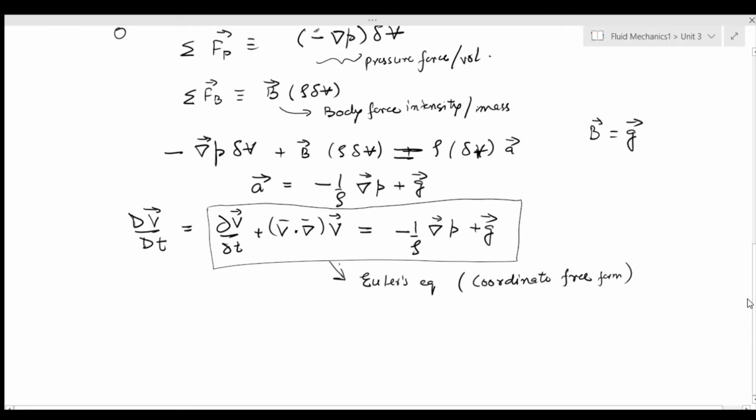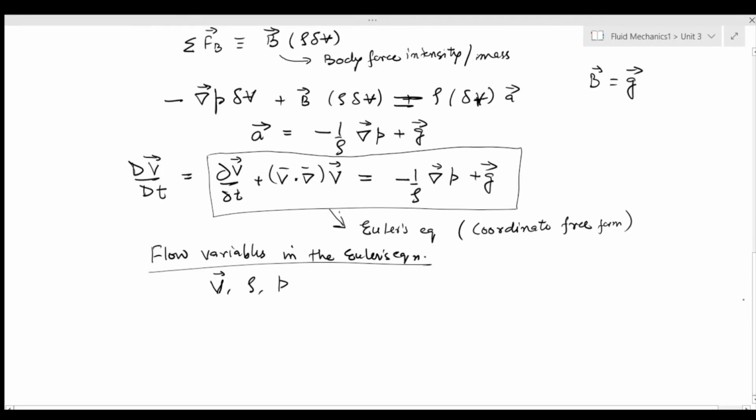We have these two equations up till now, but how many flow variables do we have in the Euler's equation? Let us look at that. We have velocity, the velocity vector, density and pressure. These are the three we have. Now to support the Euler equation, we need to have two more equations. Three variables, three equations. So one is the Euler equation.